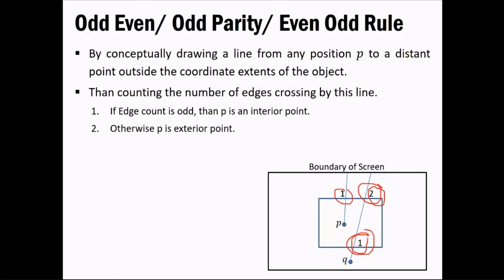So this case says that the point Q is outside of the area. Okay, outside of the polygon. So that is what it said.